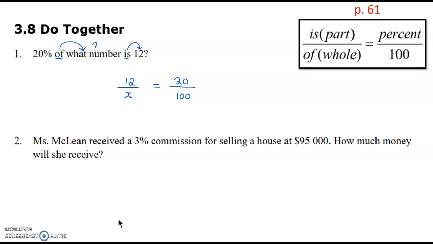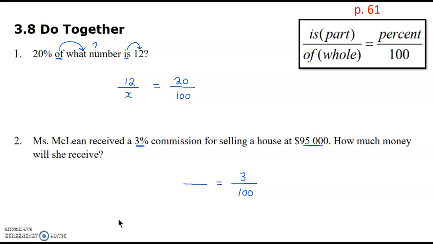For number 2, Ms. McLean received 3% commission for selling a house at $95,000. How much money will she receive? So she received 3% for selling a house at $95,000. So this time we don't have all the words perfect for us, but we can still set up the proportion. We know she's getting 3%. So this side of the proportion we can put in right away.